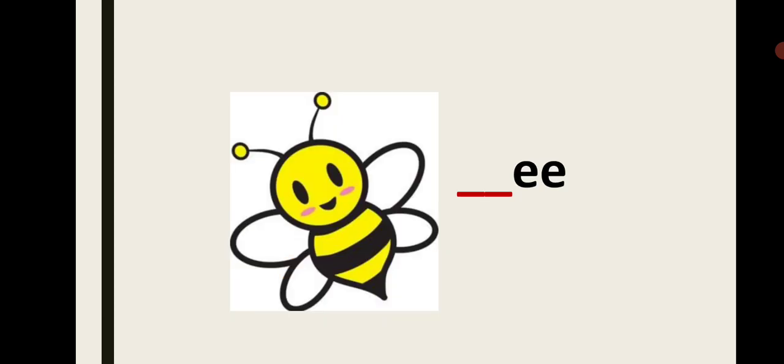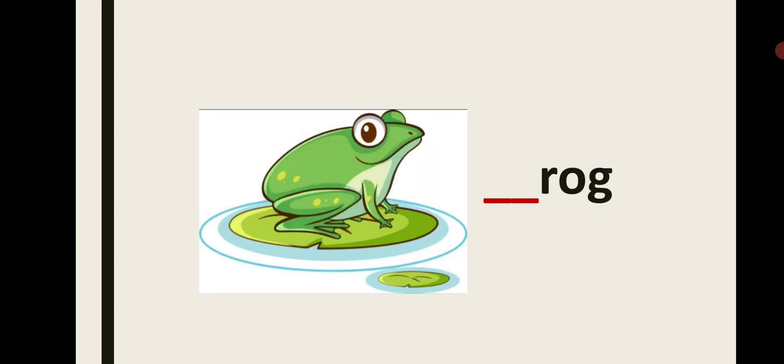B. It's the picture of a bee. It's very easy. Tell me. Bee. Good. Bee. Frog. It's the picture of a frog. Which letter comes in the blank? Hurry up, tell me. Good. F. Frog.